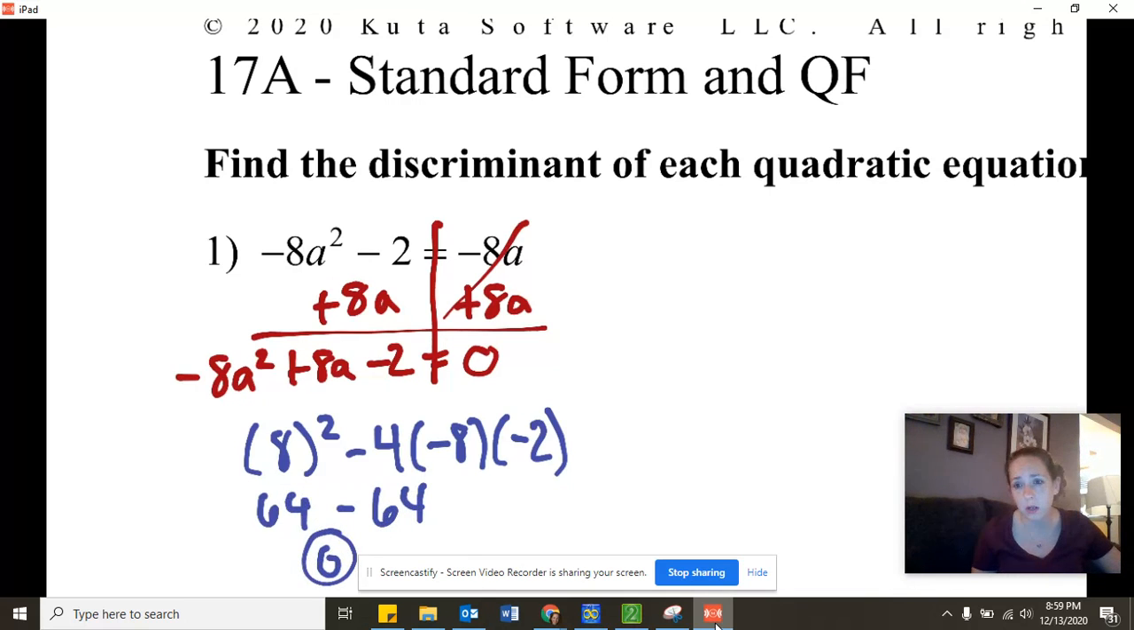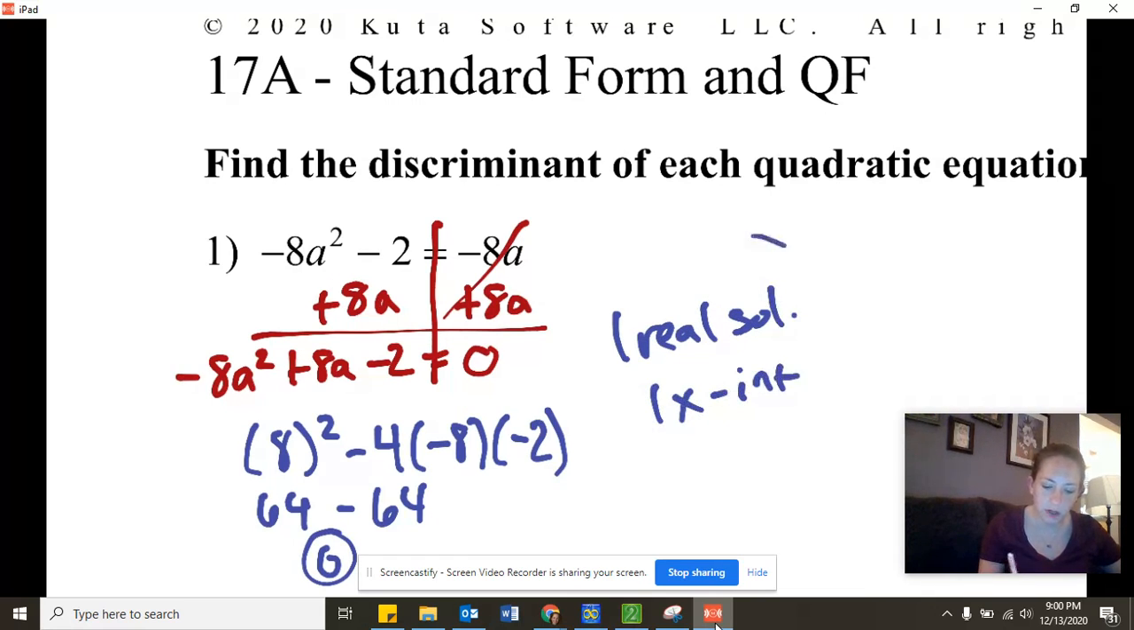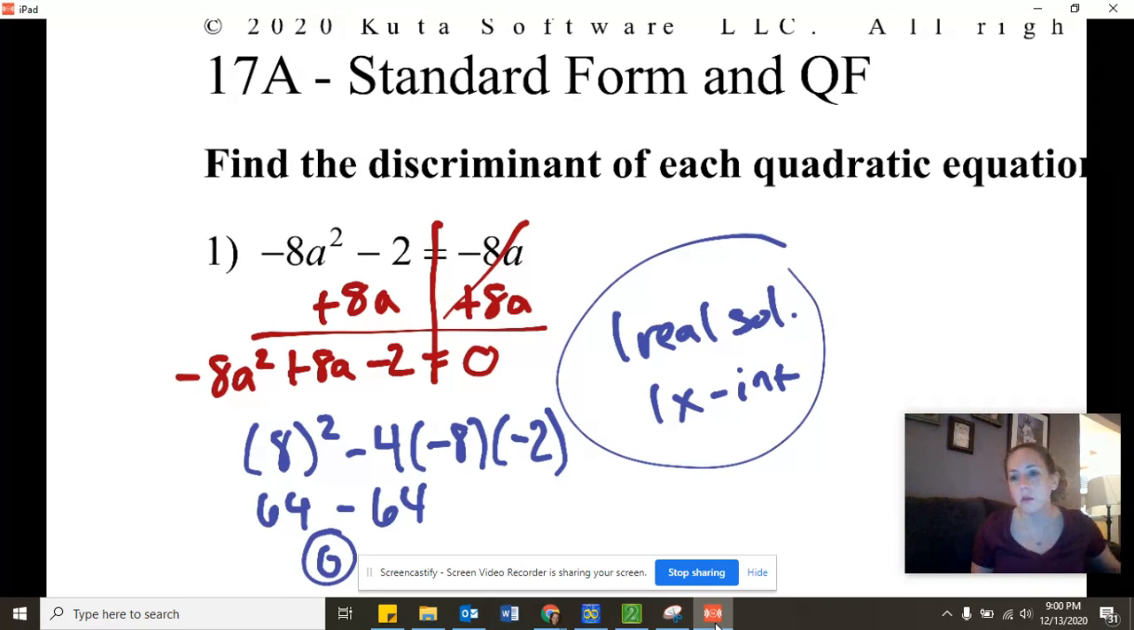And if you remember, when the discriminant is 0, that means that you have one real solution or one x-intercept. Okay. So if you didn't write down that table, I suggest you go back and watch the first video and then write down the stuff from that table.